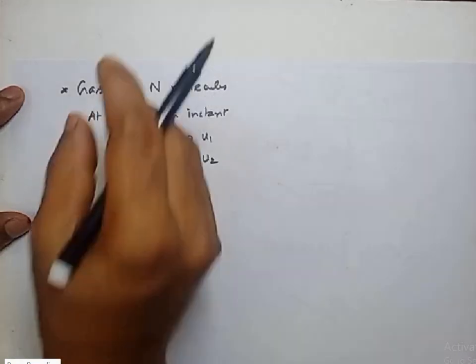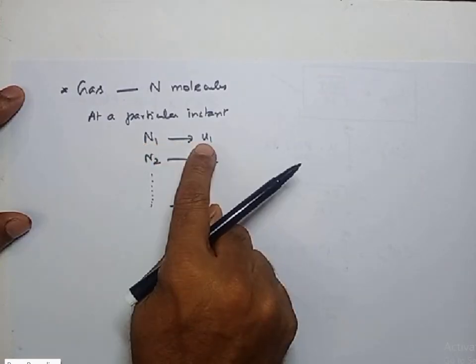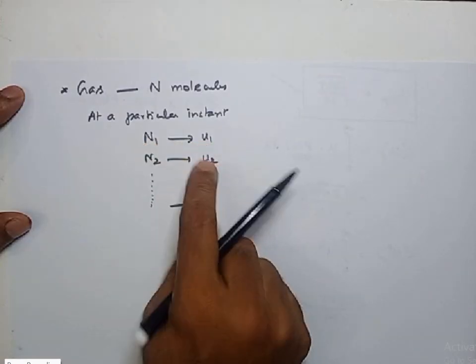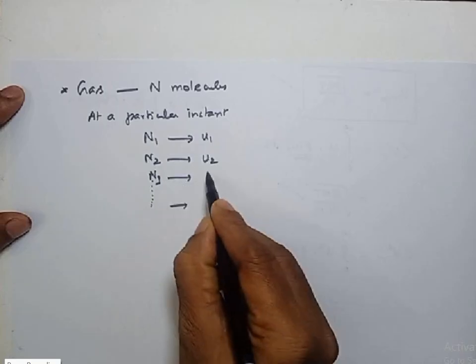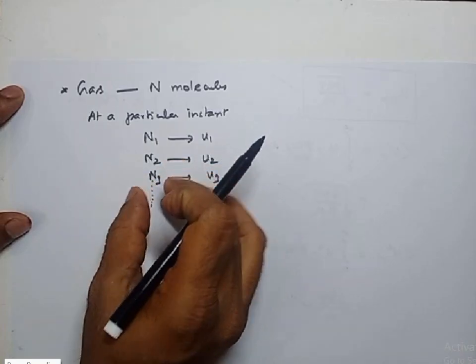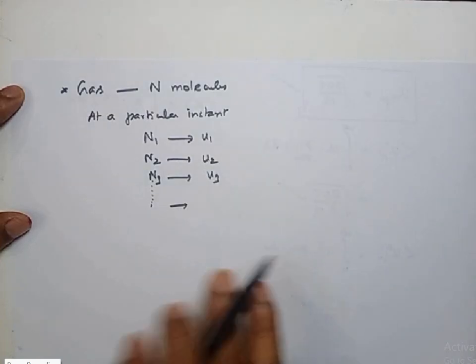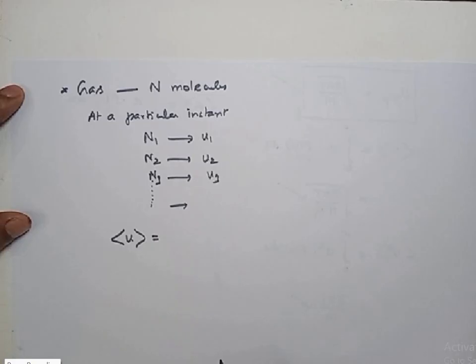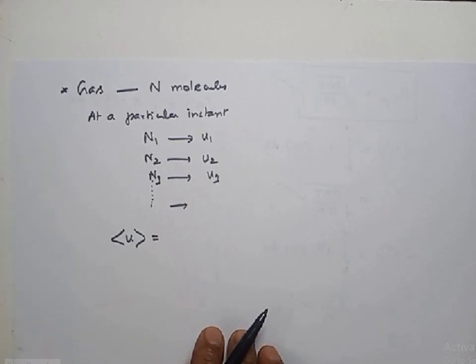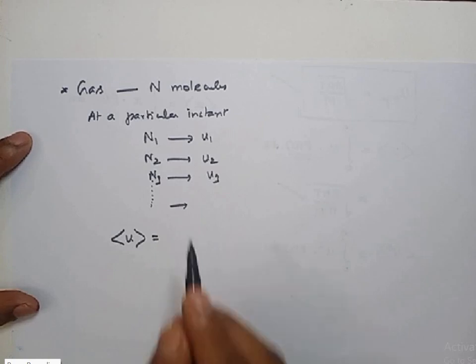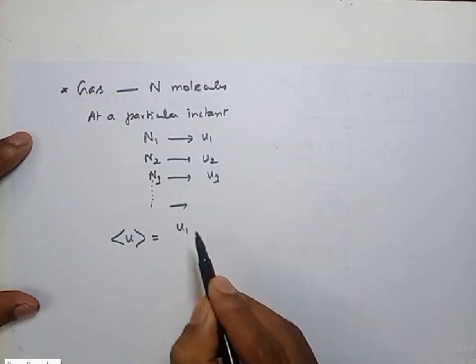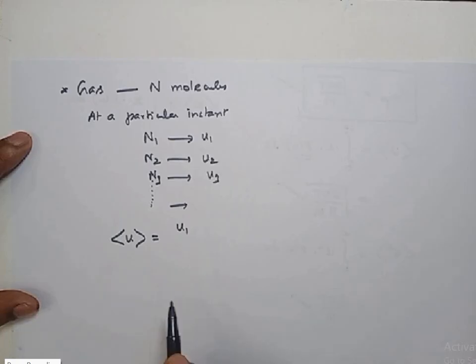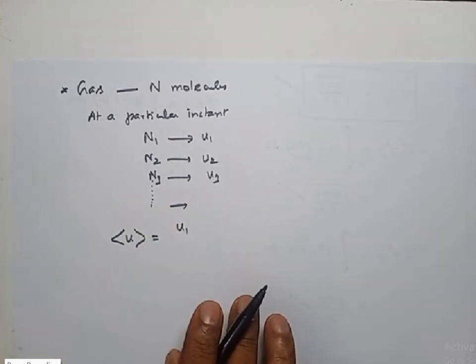So, what is the average velocity? This number of molecules have velocity u1, this number of molecules have velocity u2, then n3 molecules have velocity u3. Like that, different numbers of molecules have different velocities. Now, what is average velocity? Average velocity is equal to summation... Okay, see, I'm sorry, I made a mistake.